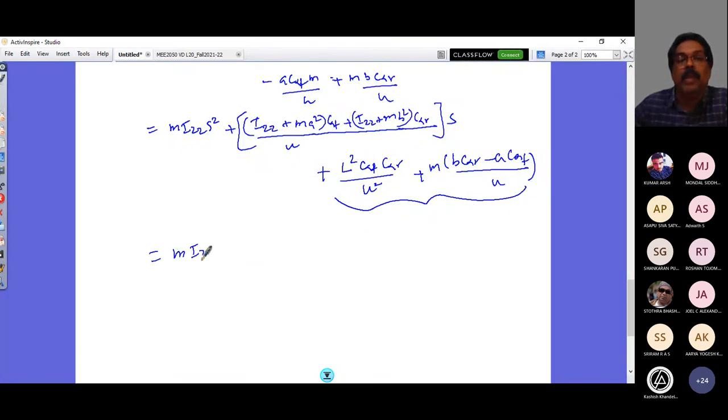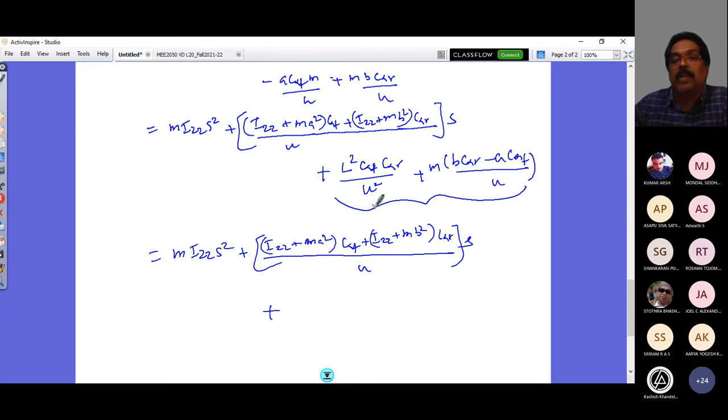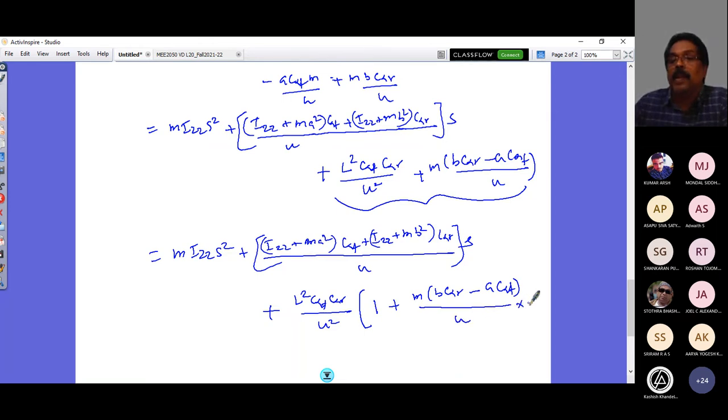So this is going to be M I Z Z S squared plus, of course, this term I Z Z plus M A square into C alpha F plus I Z Z plus M B square into C alpha R by U into S, plus I'll take this term out. That's L squared C alpha F C alpha R. If I take that U square out, it's going to be 1 plus, I'll have to multiply with the reciprocal, right? So if I do so, that's going to be M into BC alpha R minus AC alpha F by U multiplied by U squared by L squared C alpha F C alpha R. Right.